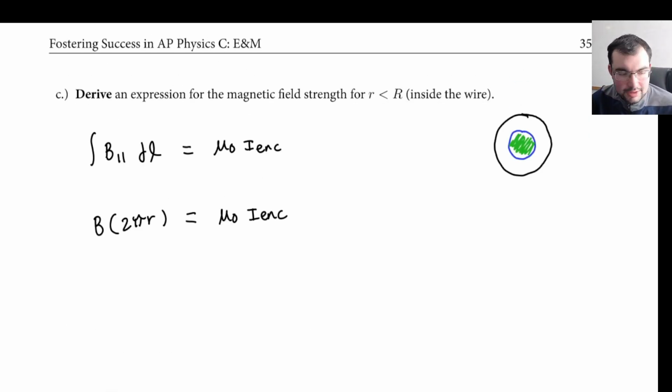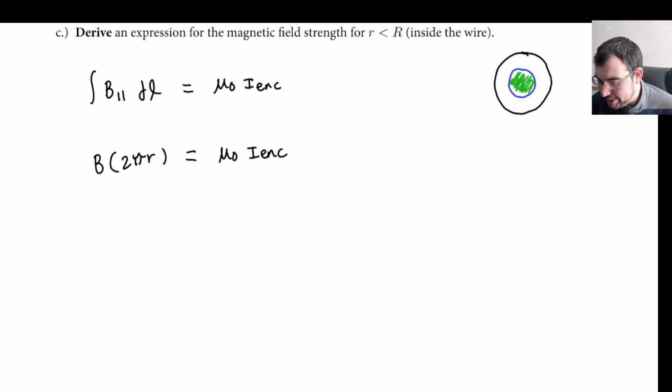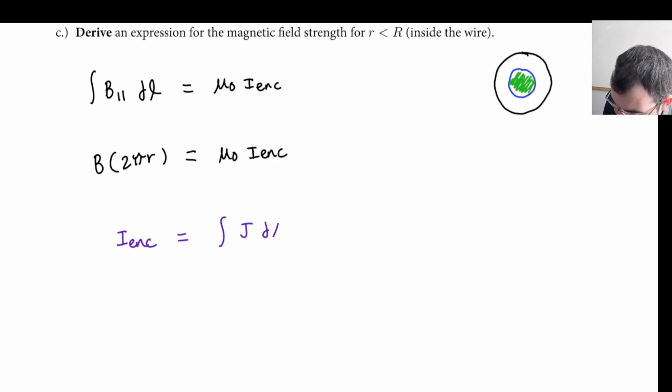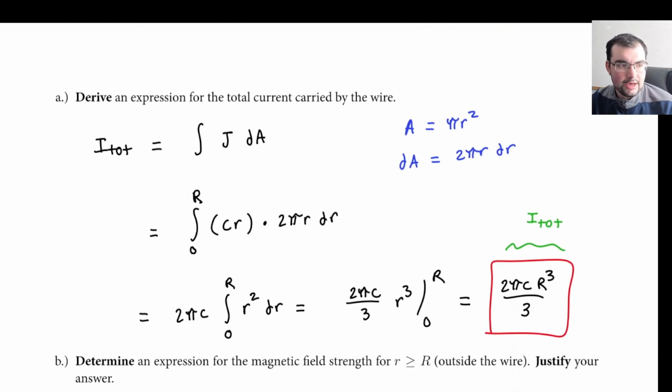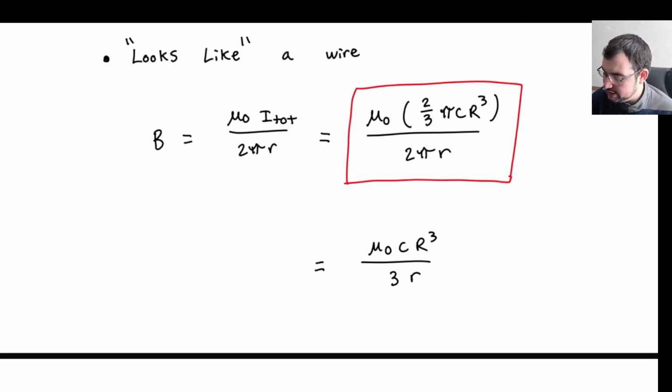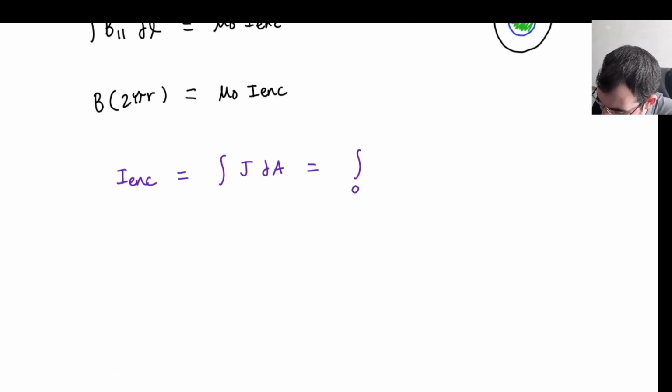Oh, I didn't say check for continuity. We will anyway, because we're built different. So what is I enclosed? I enclosed is the same idea as before. We're integrating J dA, except if we look at what we did last time, we integrated all the way out to big R because we wanted all of the enclosed current. We don't want all of the enclosed current this time. We just want it out to little r instead of big R. So we plug in our density function. dA is still 2 pi r dr, and we get an answer.